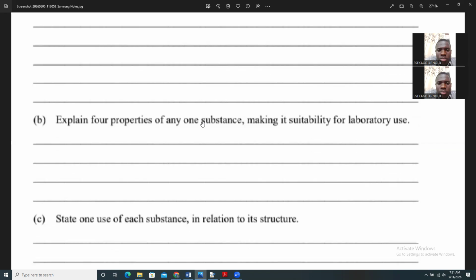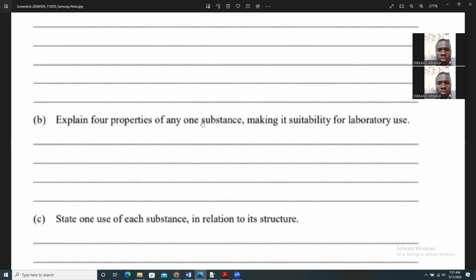I'm going to dissect all the 4 substances. However, here they required only one. But I'm going to dissect all the 4 substances. The 4 properties of potassium chloride, aluminium wires, graphite rod, and methane gas.